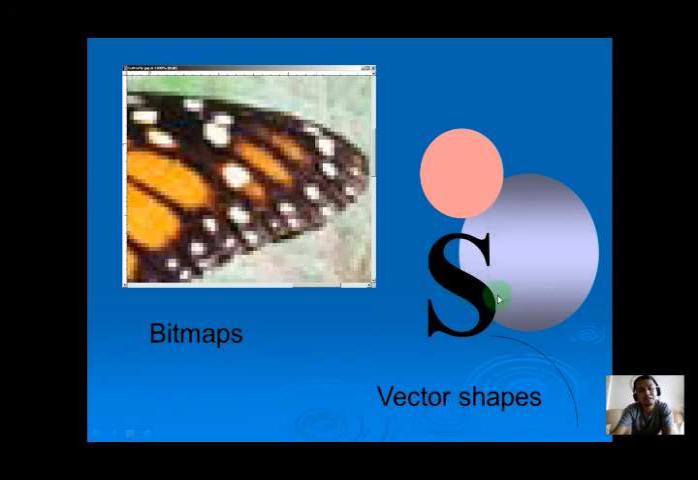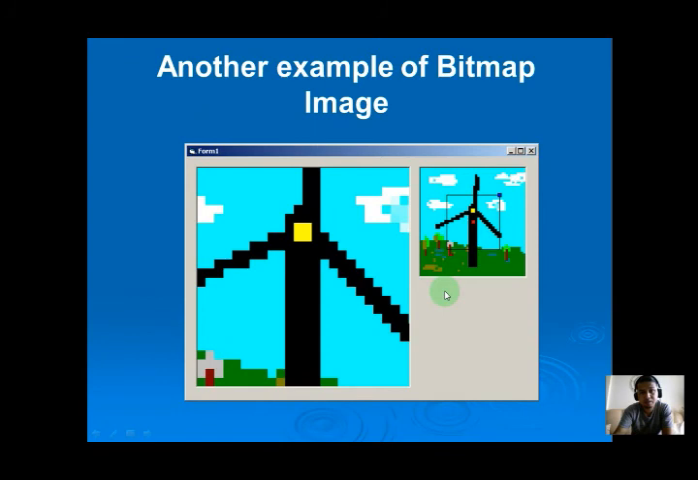And on the right hand side are vector shapes, a vector drawing, and you can see it is made of circles. Compare this, and this is more lifelike in nature, while this is more illustration or drawing in nature. This is another example of a bitmap image. If you zoom out, you won't be able to see much of the pixels, but when you zoom in, you can see them.